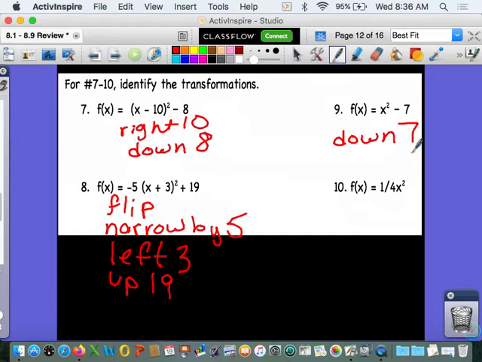Number 10. Do I have an a value? Yes. 1/4 is my a value. It's in front of the x squared. What does that 1/4 tell me to do? To get wider. Okay, so wide by how many? Wide by 1/4. Your state test, or even if this test or quiz is multiple choice, may not say wide. What's the other word it might say? Vertically compressed. Remember, compressed means push it down, make it wider. If you see vertically compressed, make sure you know that means wide. Right?